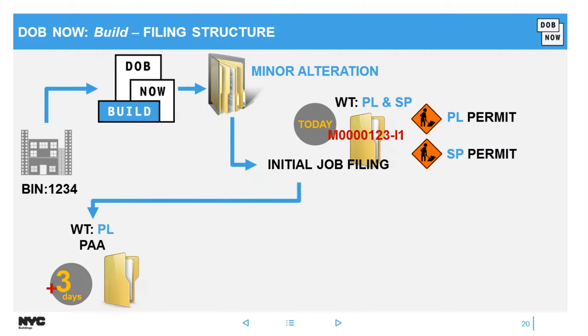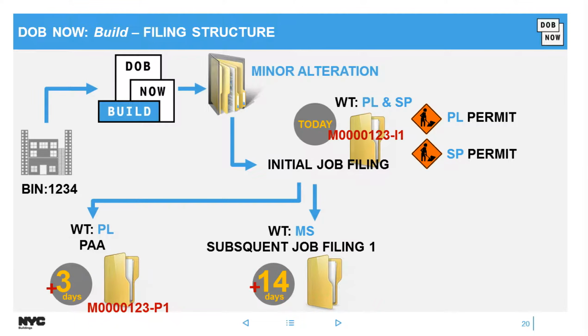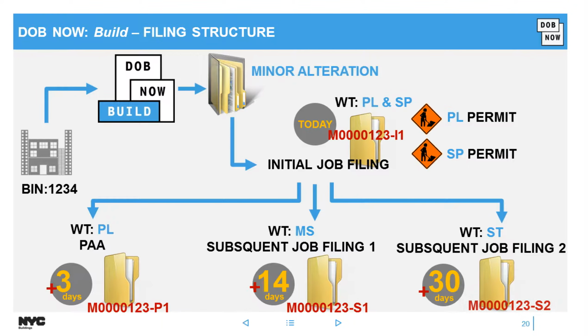A couple of days later, I did some minor revisions now to my plumbing job. And again, now look here, my job filing number didn't change, but now it ends in P1. A few days later, I decided to do some mechanical work. Again, my filing number didn't change, but now it says S1. And before that initial job got signed off, I added on some concrete. And now my job filing number ends in S2. So this is really just to show you how you could keep all of your job filings together.